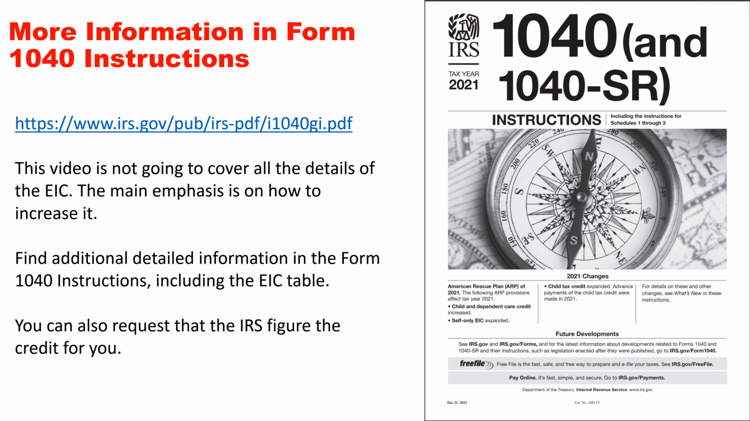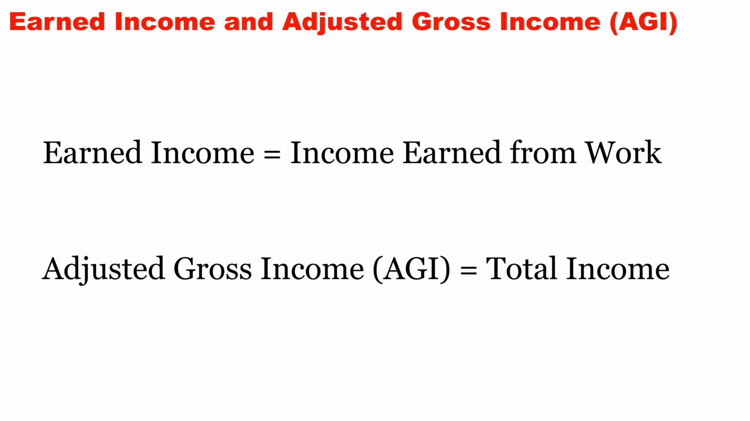I will present a general overview of this credit, but you can find much more detailed information in the instructions for Form 1040. It is a little lengthy, but fairly easy to follow. The tax code defines earned income as the income earned from work. The adjusted gross income includes not only income earned from work, but also all other income, including investment income, alimony, and other forms of income.